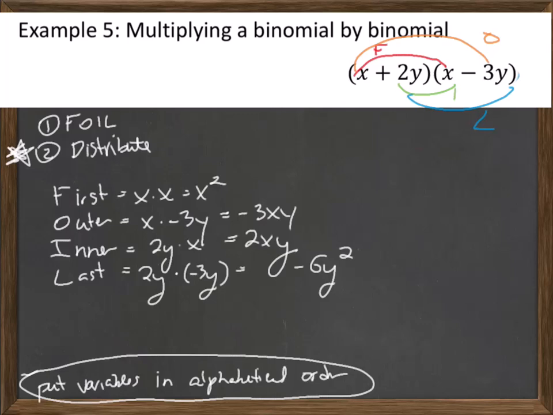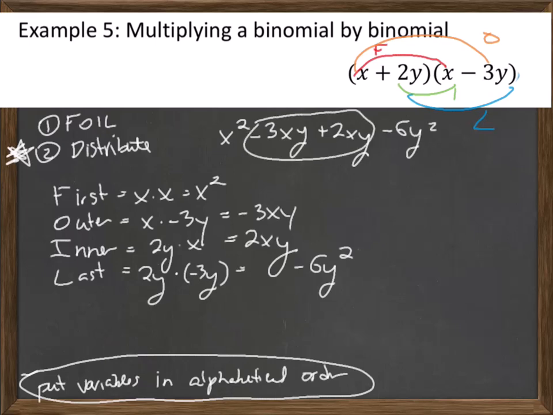Okay, so let's go ahead and finish up this problem. So our answer is going to be x squared minus 3xy plus 2xy minus 6y squared. So remember what we said, the two inner terms are like terms. So we're going to have x squared minus 3xy plus 2xy. Well, negative 3 plus 2 is negative 1. So we have x squared minus 1xy minus 6y squared.